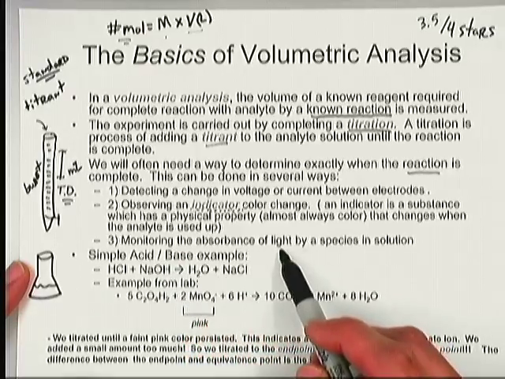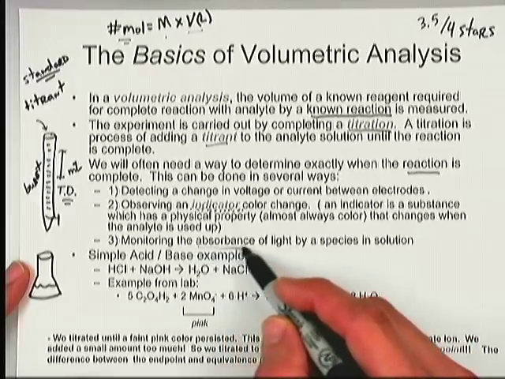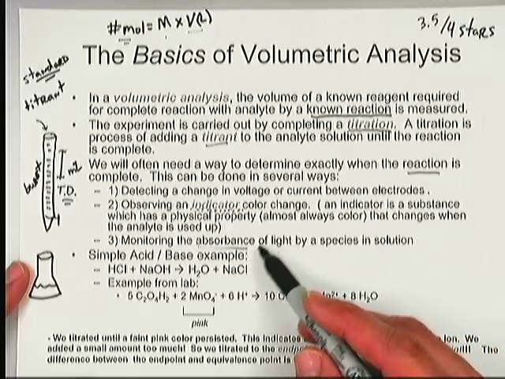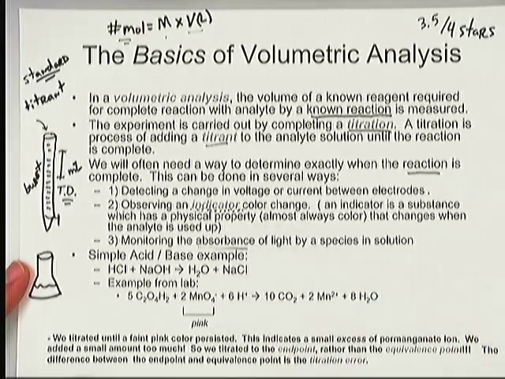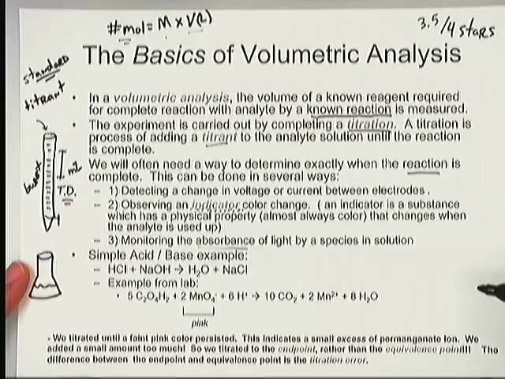If we have an instrumental detector, some sort of spectrophotometer, we may be able to measure the absorbance of light by a species in solution. And if that absorbance changes at a particular wavelength, that's kind of synonymous with the color change or the light absorption change. Okay, so those are some ways we can find the endpoint of a titration. There's some graphical methods that we'll learn about in a bit as well.